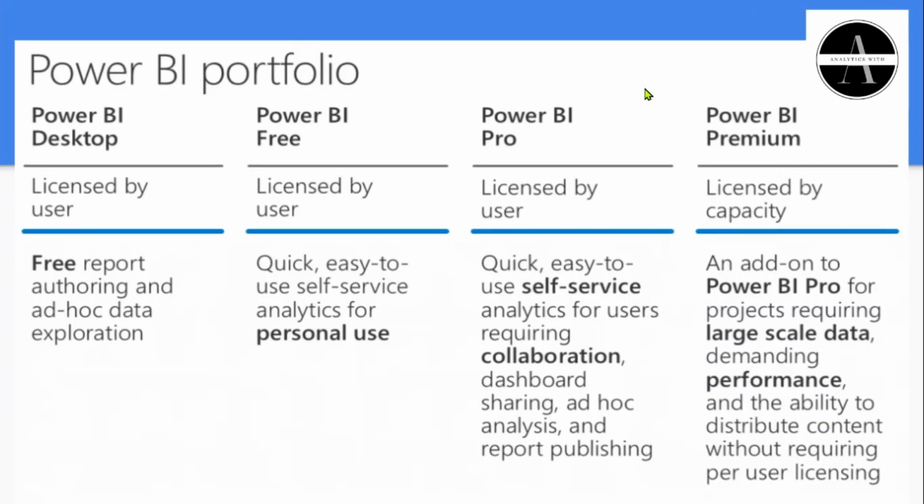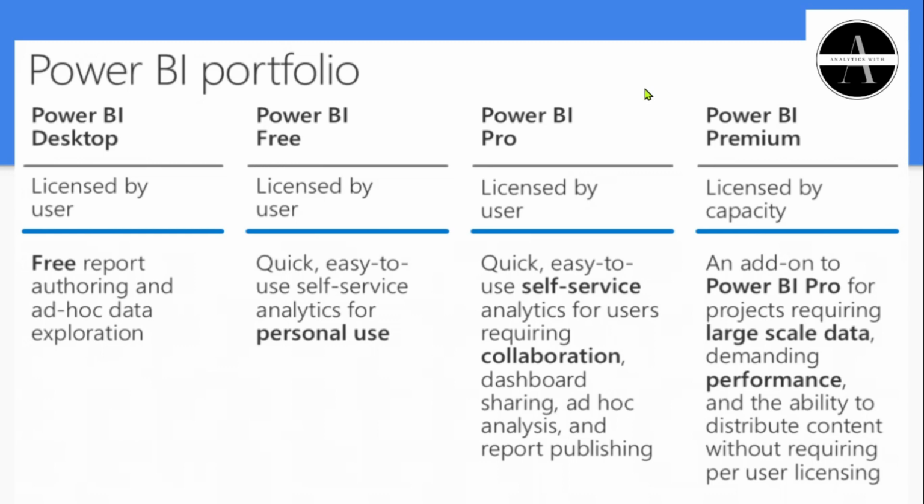Now let's see Power BI versions. There are three main versions. First is Power BI Desktop, which is a free version. Then Power BI Pro and Power BI Premium are paid versions. Power BI Desktop is for personal use, and the limitation is that you can't share your reports with others. Whereas Power BI Pro is licensed per user. It's quick, easy to use self-service analytics for users requiring collaboration, dashboard sharing, ad hoc analysis and report publishing.